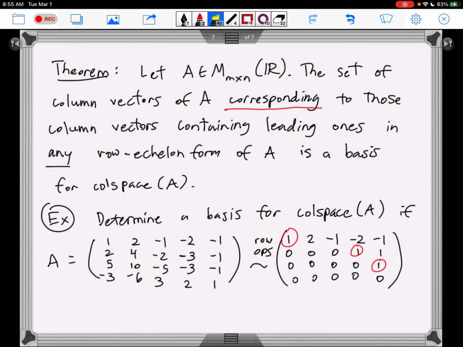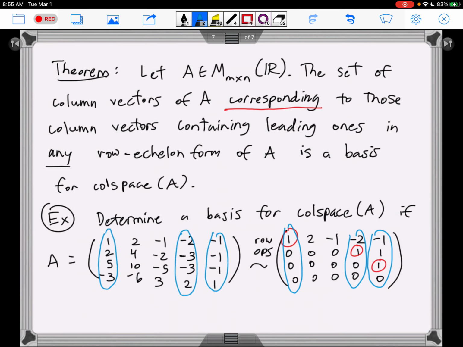So what you do is you look at the columns that contain those. We have this column, and this column. So that's column 1, 4, and 5. And what we do then is we don't use those columns, but we use the columns 1, 4, and 5 in the original matrix. So these are the ones that form a basis. So those 3 column vectors.